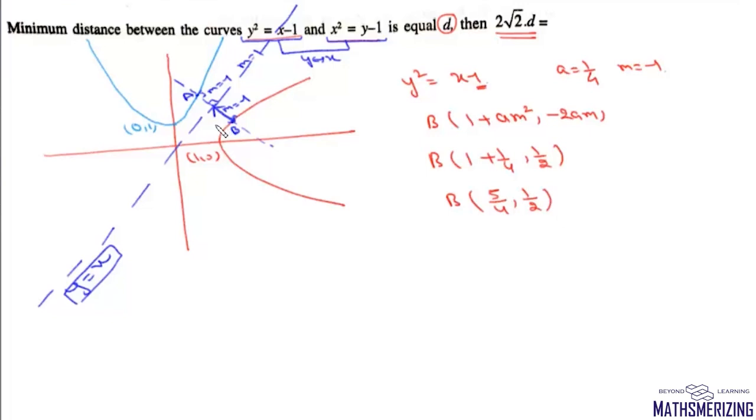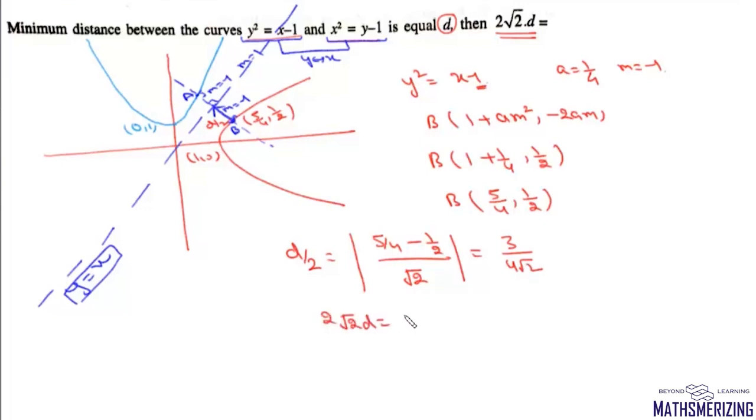Now we can find this distance, which is d by 2. So this distance is the perpendicular distance of the line x equals y from this point, which is 5 by 4, comma, 1 by 2. So this d by 2 will be 5 by 4 minus 1 by 2, upon root 2. So it will be 3 upon 4 root 2. So we can write 2 root 2 into d, this value is equal to 3. So the answer to this question is that the value of 2 root 2 d is 3 units.